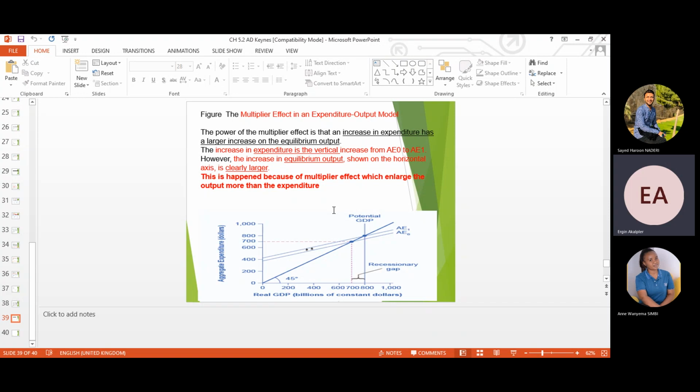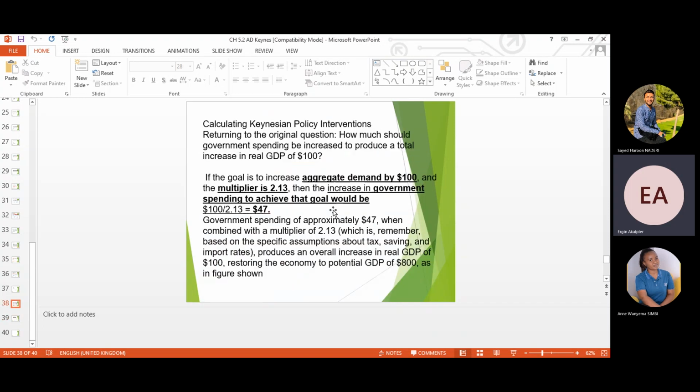The increase in expenditure is the vertical increase from aggregate expenditure 0 to aggregate expenditure 1, as represented in the graphic, and the increase in equilibrium output shown on the horizontal axis is clearly larger. As you see, this small increase has a larger impact on the economy, because you are shifting the aggregate expenditure by only $47, or $1,000. It was 47, yes, 47.